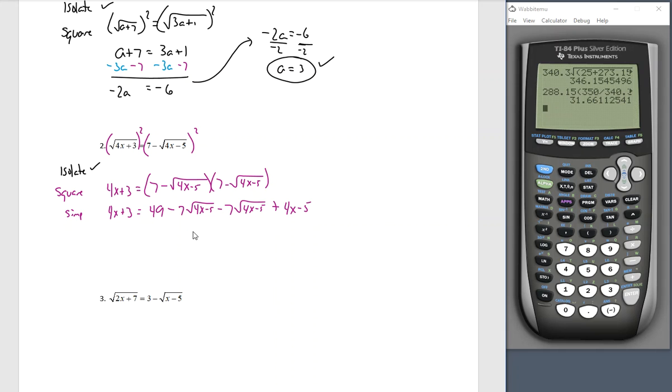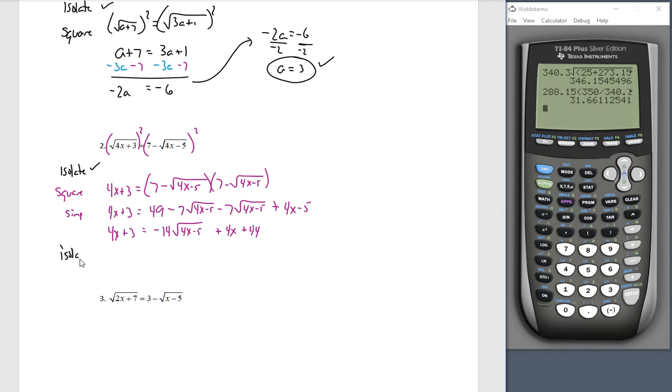So I'm going to add everything I can together on the right-hand side. I'm going to start with minus 14 square root of 4x minus 5. I have a 4x. I have a negative 5 and a positive 49, so I'm going to call that plus 44. But now, remember, lather, rinse, repeat.